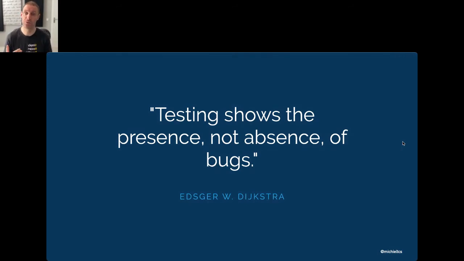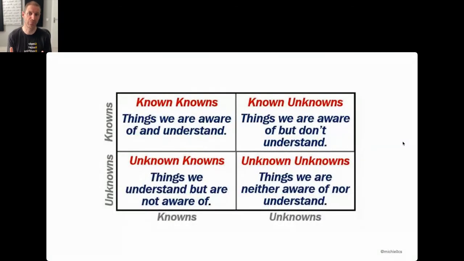Right? If we have a regression test, that test is there because we've seen a bug. So we know it exists. We know that problem exists. And then we write a test to make sure it doesn't happen again. And if you were to look at this picture, this is the quadrants of knowns and unknowns. Testing is in the upper left corner. So testing validates what we are aware of and what we understand. It doesn't work in any of the other quadrants.